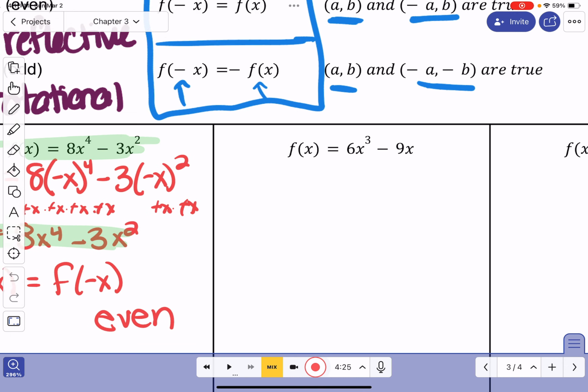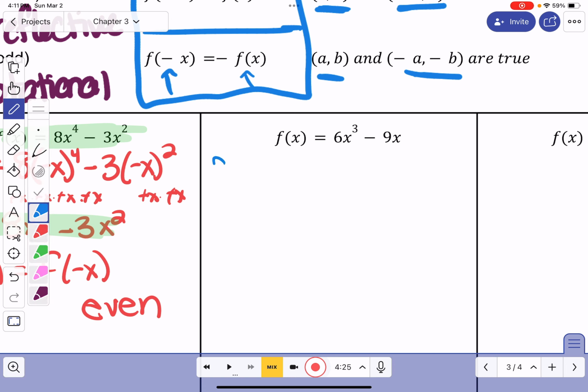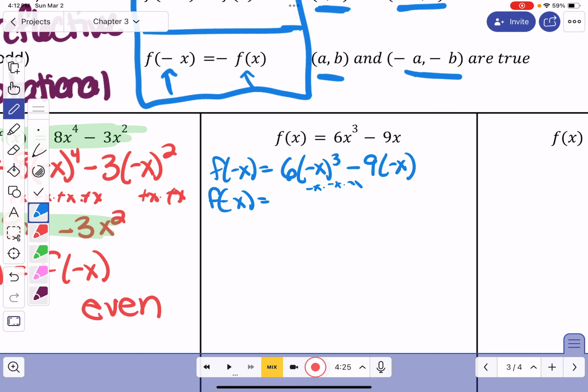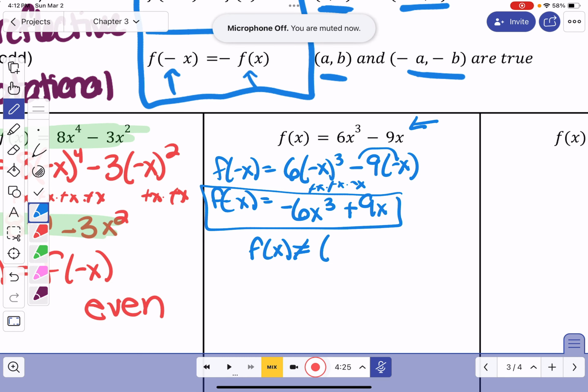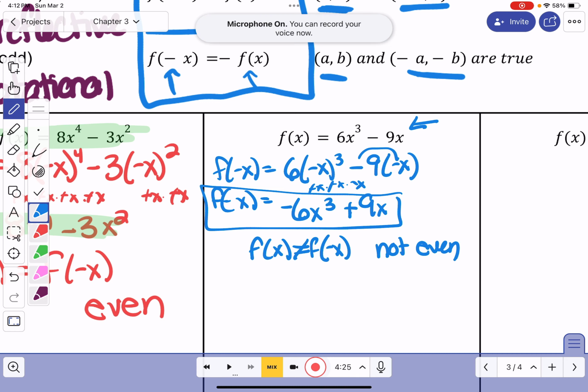All right, let's look at this one. So we're going to try plugging in -x. So 6 times (-x) cubed minus 9 times (-x). So -x, -x, -x, those cancel, and there's one left, so this becomes negative. And then a negative times a negative is a positive. So if we compare those, they are not the same. f of x does not equal f of -x, so it's not even.